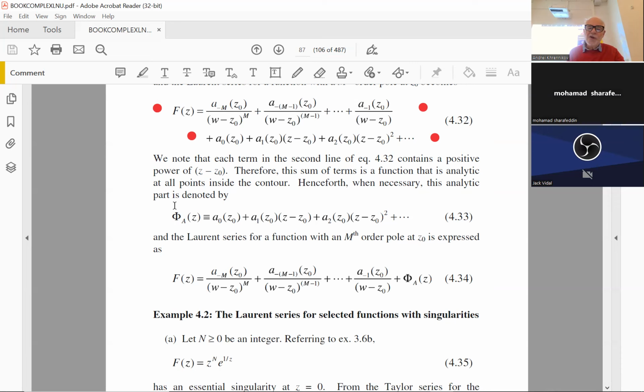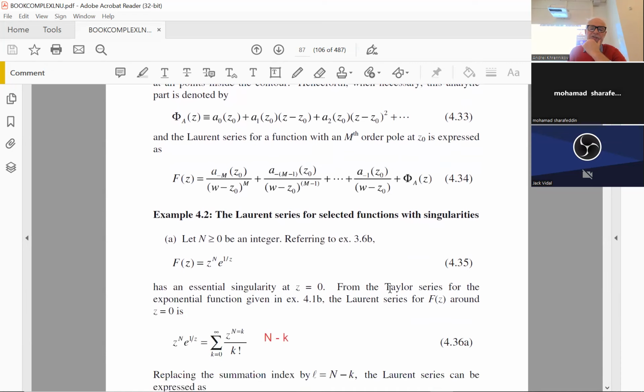So each function with a singularity has 2 blocks. One block is positive degrees of z, so this is an analytic function. If the pole has degree m, it also has a singular part, and this singular part has this simple form.